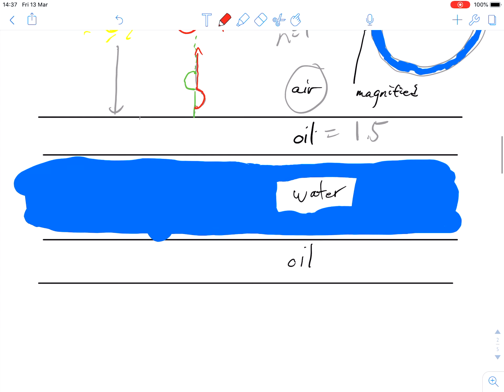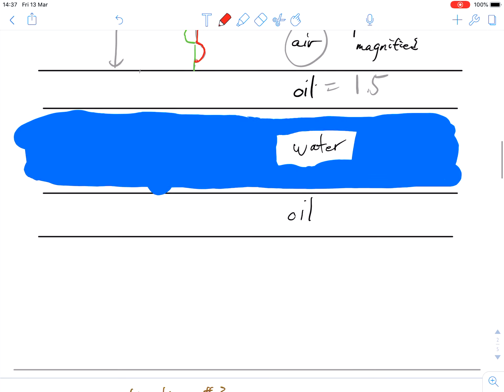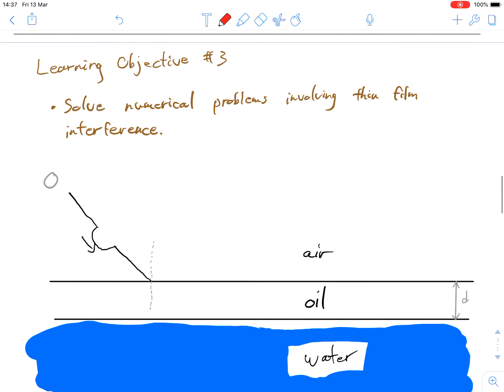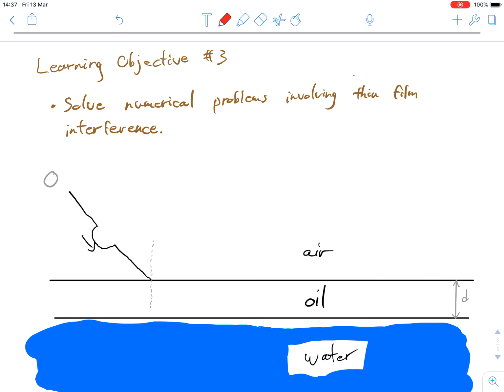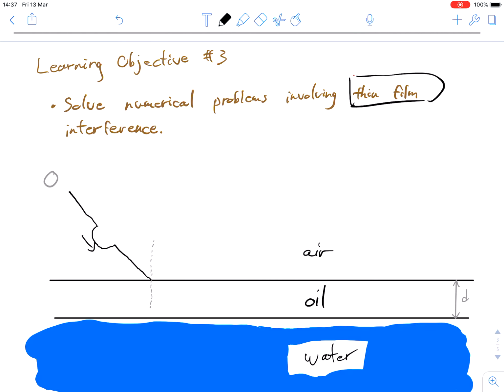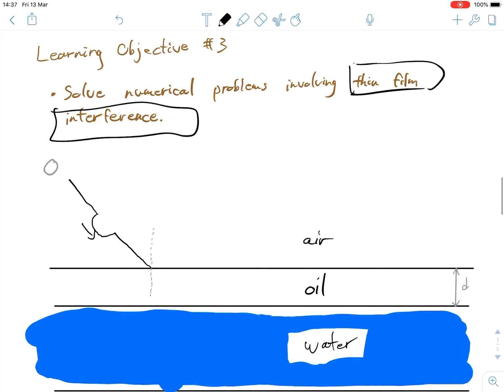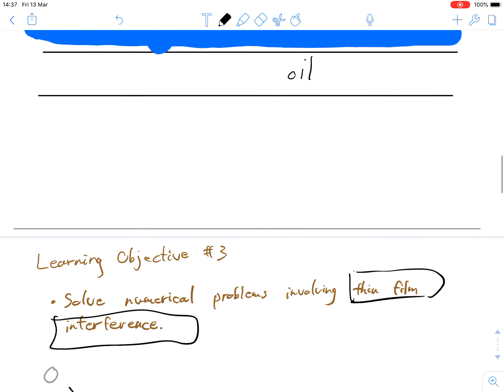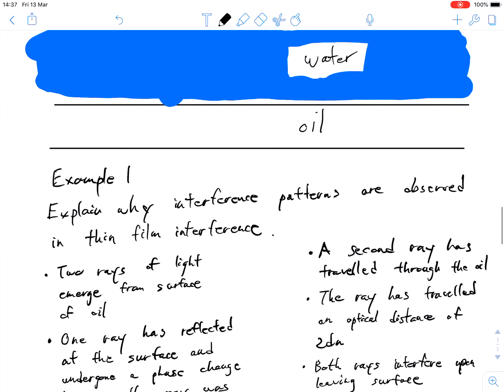Okay, let's continue. For learning objective number 3, we're going to look at thin film interference first, and then we'll look at some of the problems and how to solve them all together. So let's get right into it.